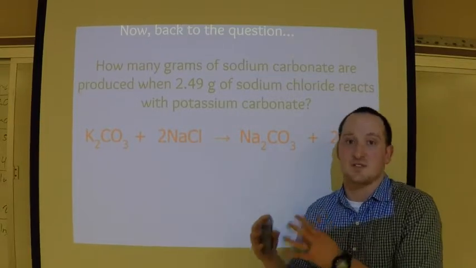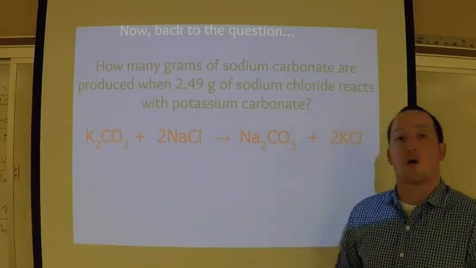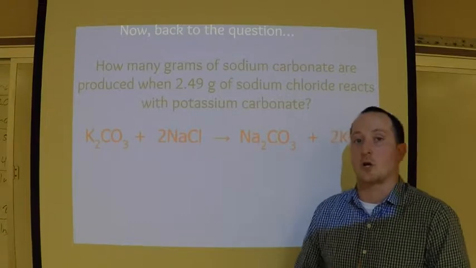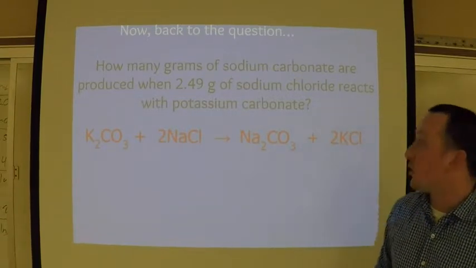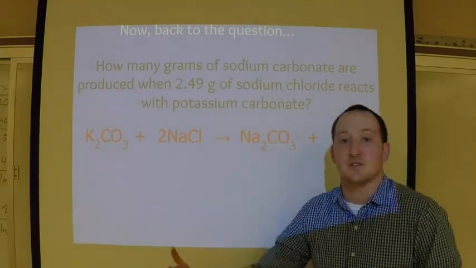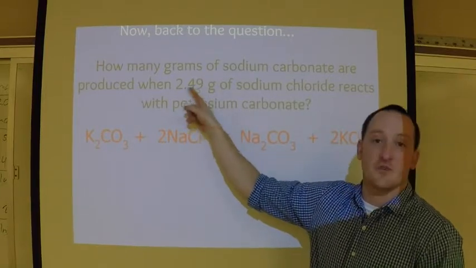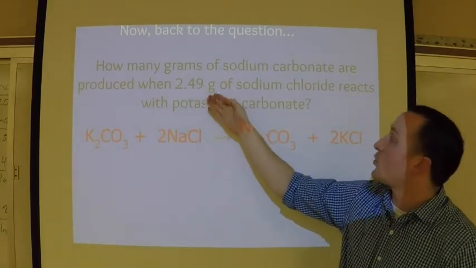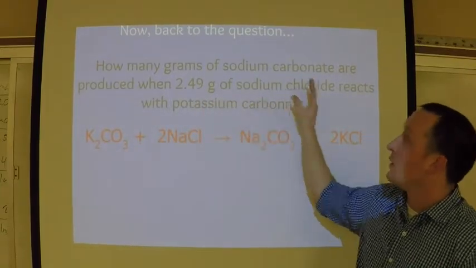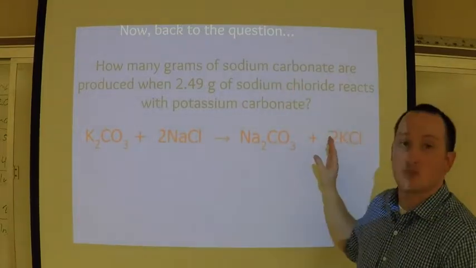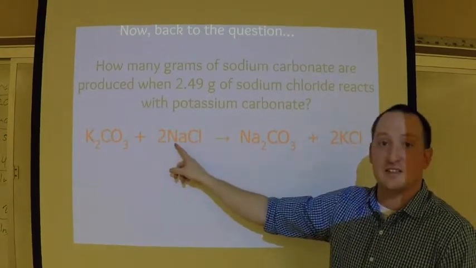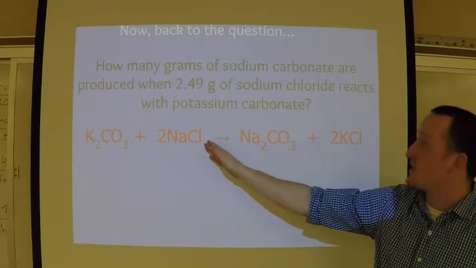We're going to call that substance A. And the substance we're trying to find, we're going to call substance B. So again, how we identify substance A is that's what we're given information about. So we have 2.49 grams of sodium chloride. So you look on here and you find which one is sodium chloride. Well, that's NaCl. So NaCl is going to be our substance A.